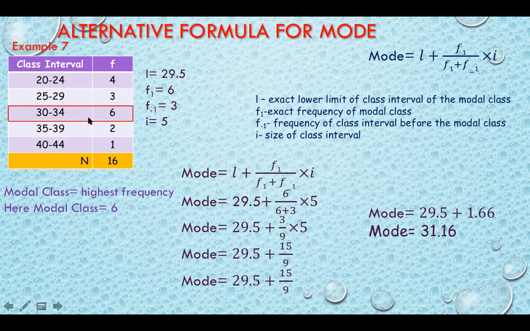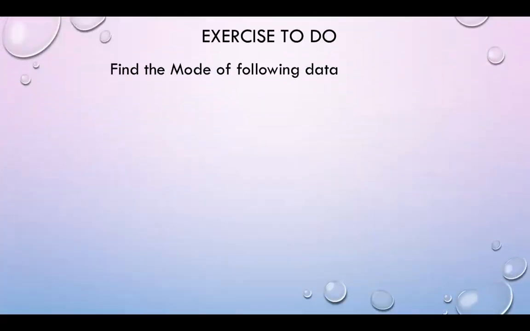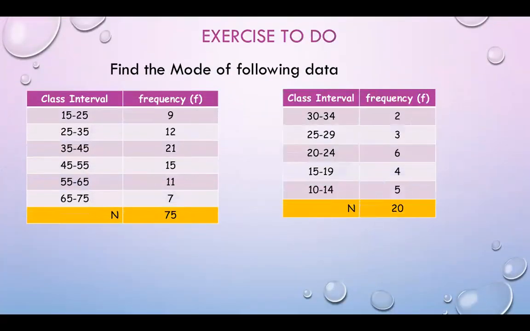This is all about the mode, how we calculate the crude mode of grouped and ungrouped data, how we calculate the true mode by the formulas and the alternative formula also. I hope you have got all this. Now this is an exercise for you to do. Find the mode of the following data sets, and comment your answers.